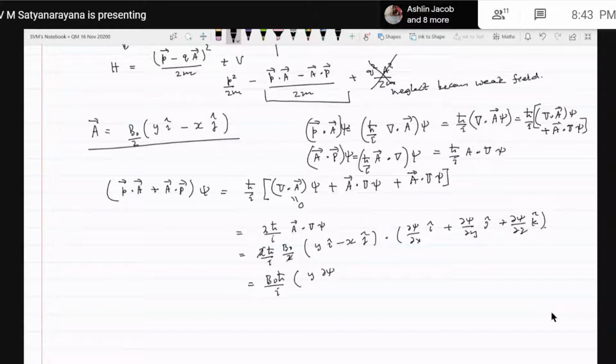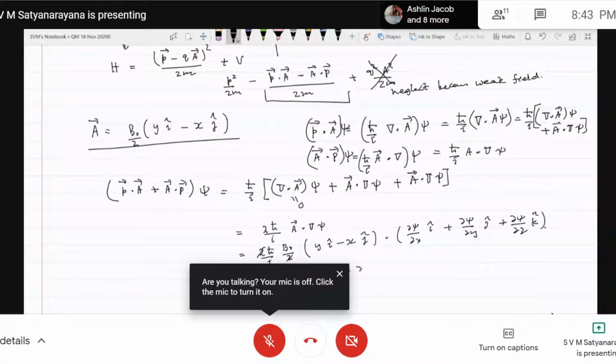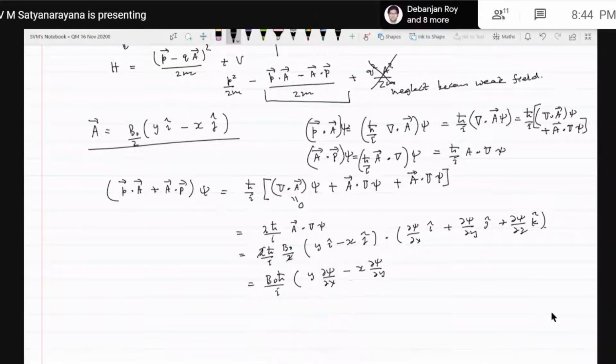You have B naught by i into y dou psi by dou x minus x dou psi by dou y. So this is nothing but we have B naught into y p_x minus x p_y, these are the operators. But this is nothing but minus B naught times the Lz operator. Correct? So your perturbation Hamiltonian is related to the Lz operator.